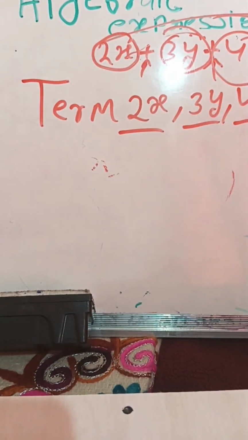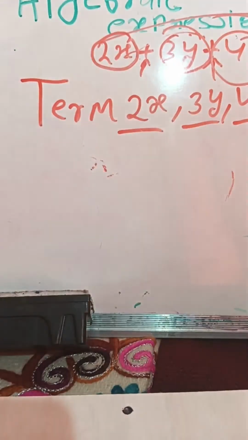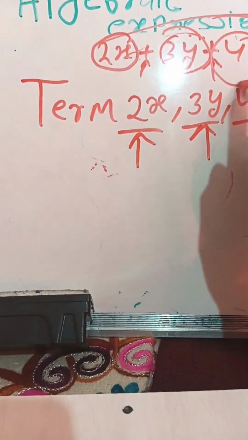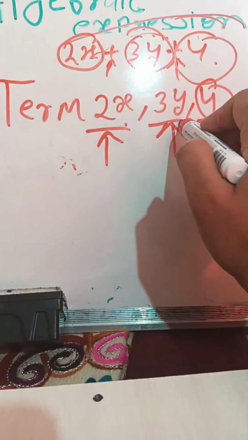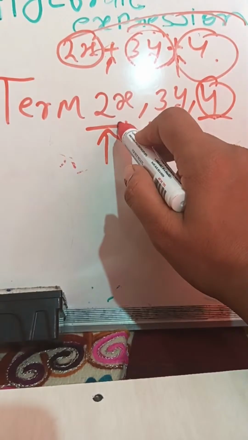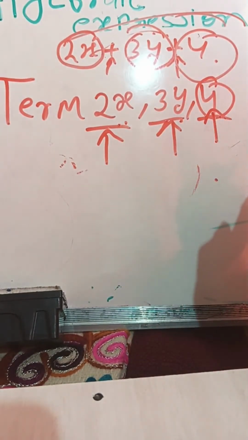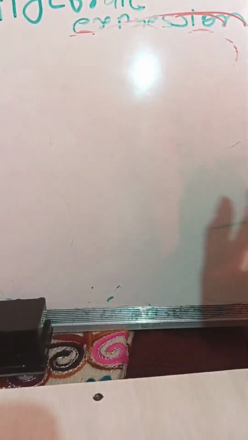Okay, is it clear? Now there are 2 types of terms. We have a constant term. These are variable terms 2x and 3y, but this 4 is a constant term. Why? Because the value of 4 doesn't change. The value of 2x and 3y can change. Hence 2x and 3y are our variable terms and 4 is our constant term. Okay, now we'll go with algebraic expression again and we'll understand each and everything in detail.